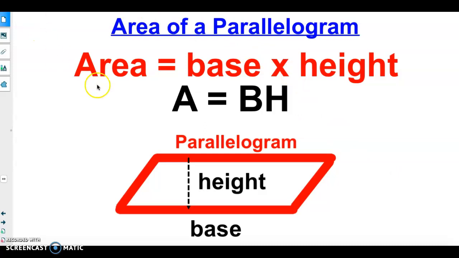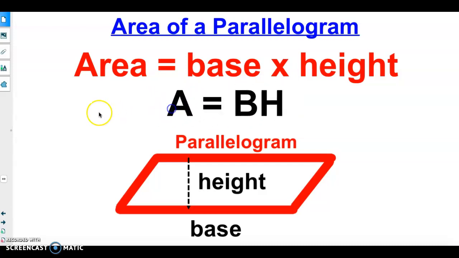The formula is area equals base times height. A stands for area, B stands for base, and H stands for height. And most of the time, you will see me writing this formula when we calculate the problems.